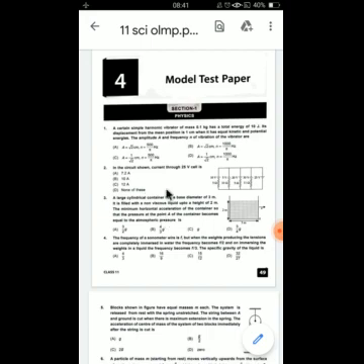Okay, come to the second question. In the circuit shown, find the current through the 25 volt cell. So here we have to calculate the current which passes from the 25 volt potential difference. First of all, the circuit is given. All these are given in parallel.